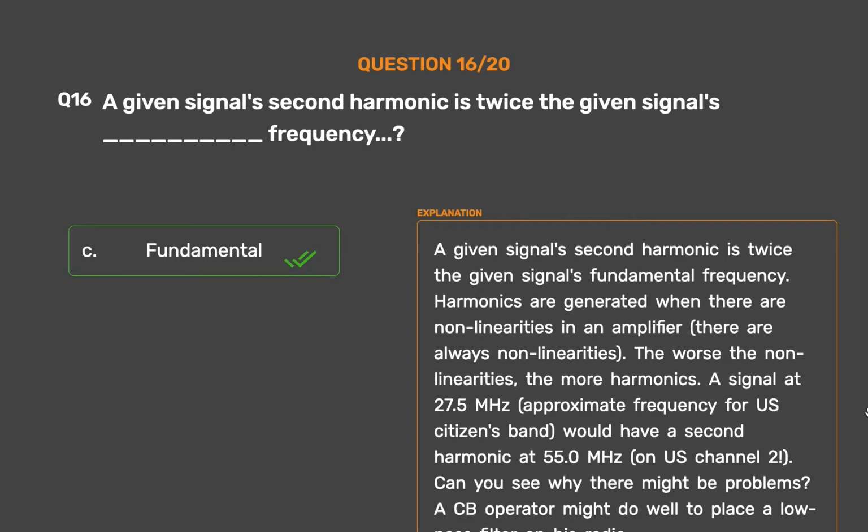A signal at 27.5 MHz, approximate frequency for US citizens band, would have a second harmonic at 55.0 MHz on US channel 2. Can you see why there might be problems? A CB operator might do well to place a low-pass filter on his radio.